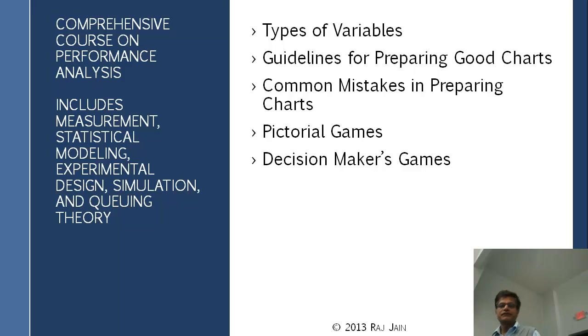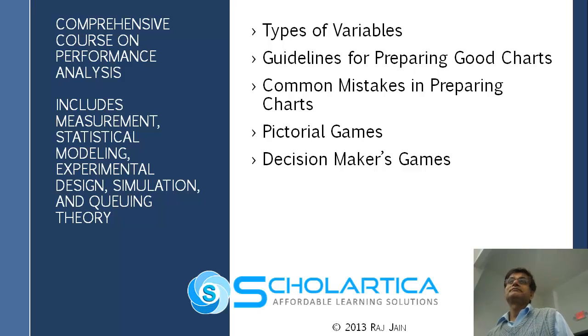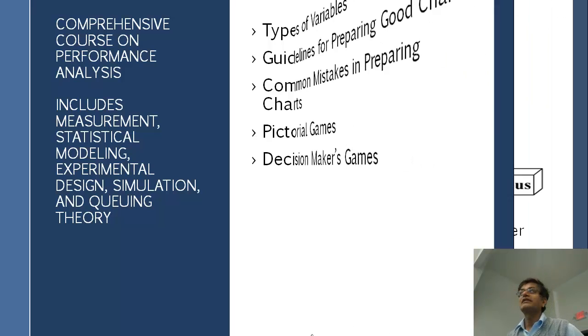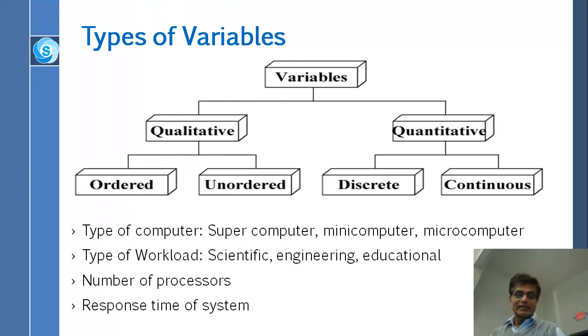So the topic of this chapter is presenting the results. There are many issues that the performance analysis people have to know. And this is the final thing. Basically, if you do it wrong, then your analysis will have no impact. So it's important to present it correctly. In this chapter, we'll talk about what the different types of variables are, how you plot charts, how to avoid common mistakes, and what things people do to make their results look better.